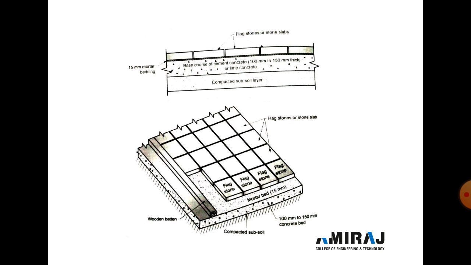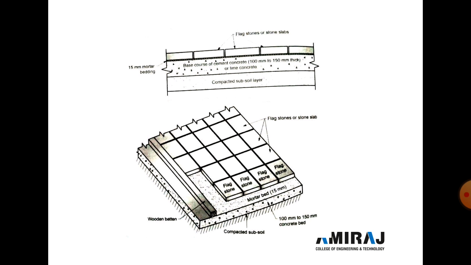So in this figure you exactly see here compacted subsoil is the first layer of the flagstone flooring. After compacting the soil, a 100 to 150 mm concrete bed is provided. So here the concrete bed is with a ratio of 1:4:8, and above the concrete a mortar bed of 15 mm thickness is provided.